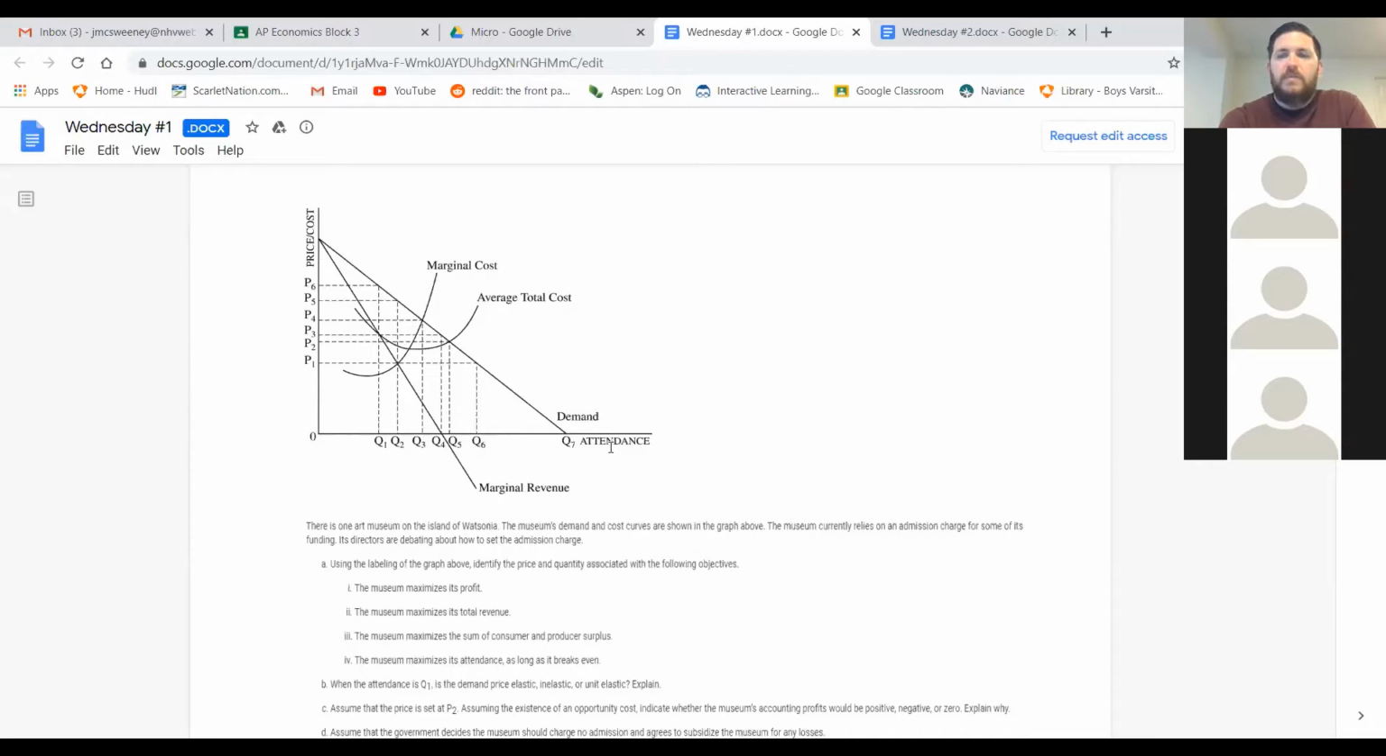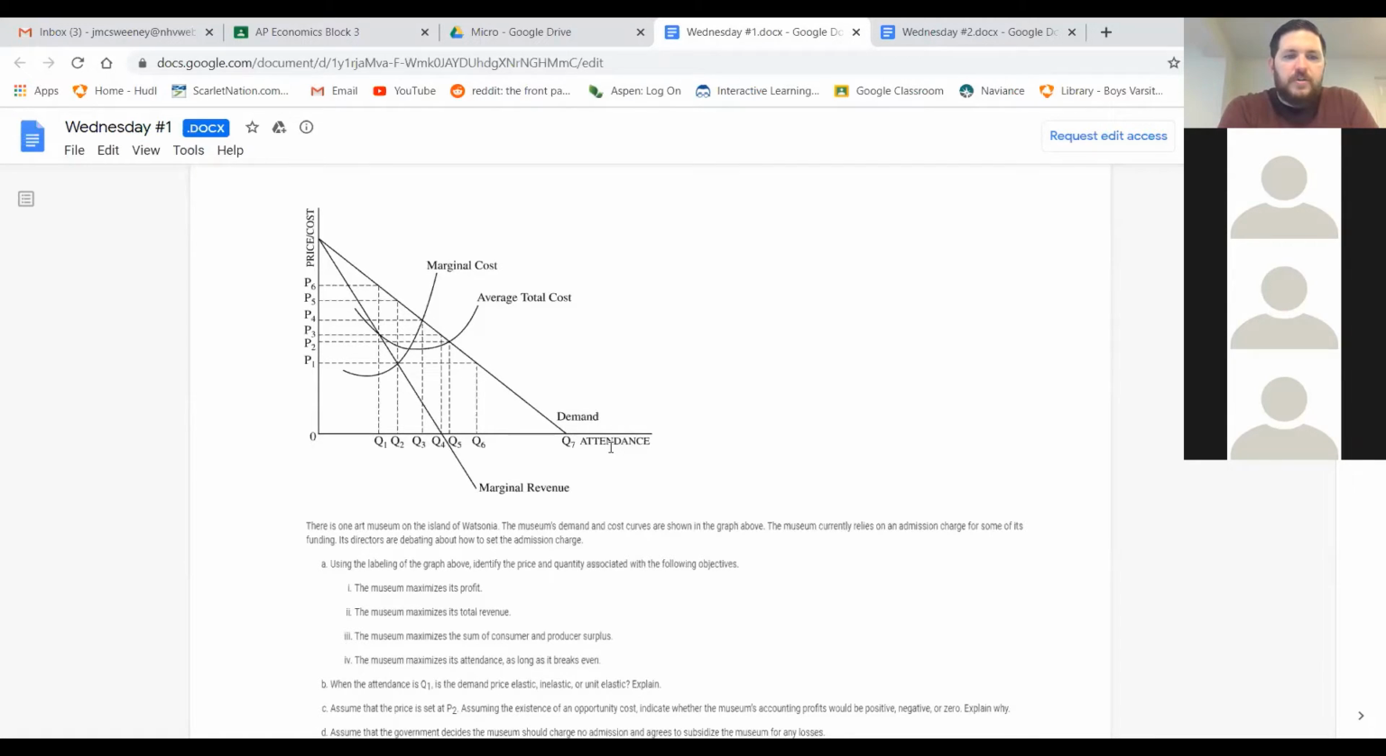Okay. Now, remember, it's asking for the price and quantity. Because it's a monopoly, we are not going to charge the price where MR equals MC. Because we have no competition, we can now walk that up to the demand curve. So the answer for A1 is going to be P5 and Q2. So we're going to produce at Q2, but we're going to charge all the way up at P5. Okay?